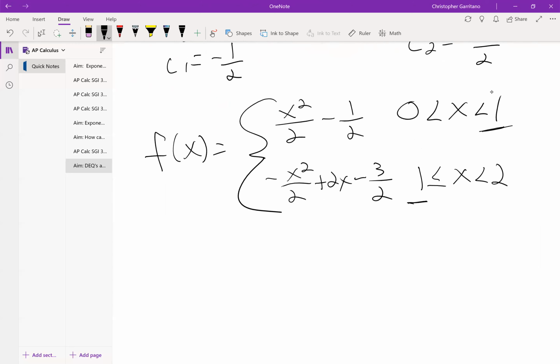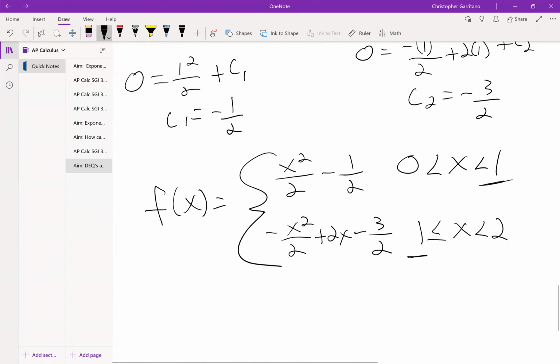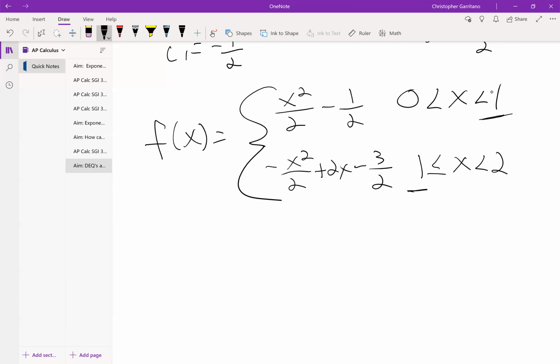And I believe you should get your initial condition, that f of 1 is equal to 0. A quick check shows that if you plug 1 into the top branch, you get 0. That checks out. If you plug 1 into the bottom branch, you're also going to get 0. So that confirms that our initial condition matches for whichever branch we use, and that means our function is going to be continuous.